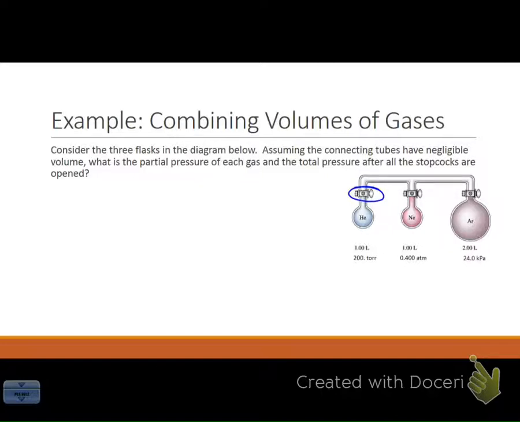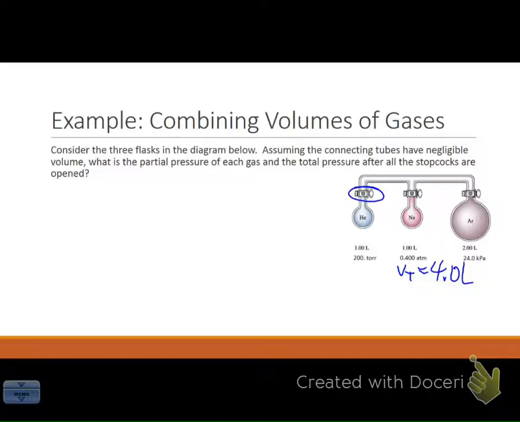The most obvious thing that's going to change is volume. And the volume will just be additive. So we add these up, and each of these gases is going to fill 4 liters afterwards, independently. So really all we have to do is use Boyle's law here, and find the ratio of change. What's V2 going to be for helium, what's V2 going to be for neon, and then what's V2 going to be for argon. And once we have those partial pressures, we can just add them together.